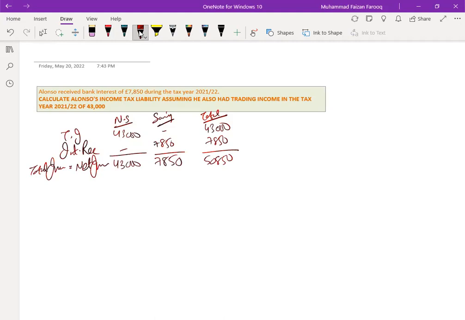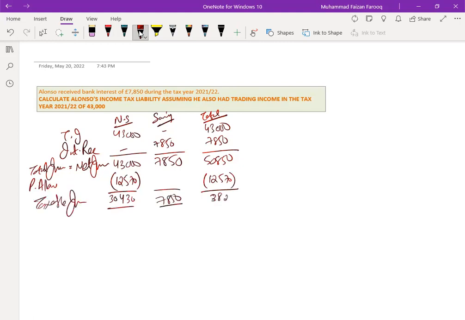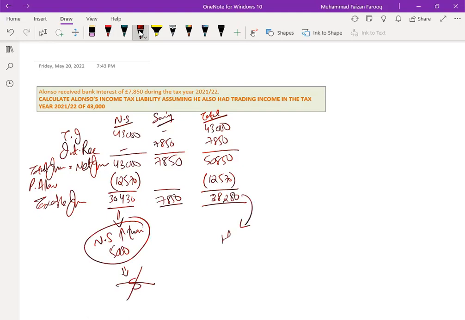After that, we will deduct personal allowance, which is 12,570. That will give me 38,280, and the taxable non-savings income is 30,430. Non-savings is higher than 5,000, which means the start band will not come. And is this guy a basic band or higher band taxpayer? Higher, because his taxable income is above the 37,700 threshold. Non-savings of 30,430 will fall under basic band at the rate of 20%.